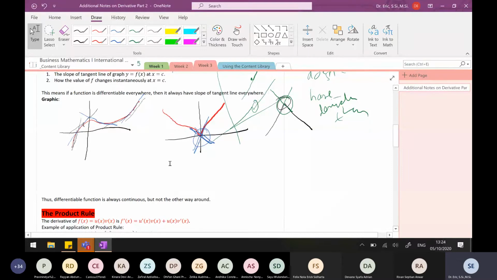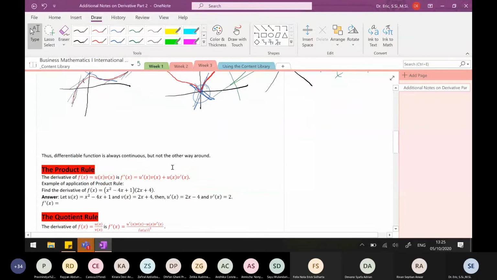Okay. From here, do you have any questions? Differentiable is always continuous. Continuous doesn't always mean differentiable. Look here. Continuous at every point, but it doesn't have derivative here at the tipping point. Okay. Questions?